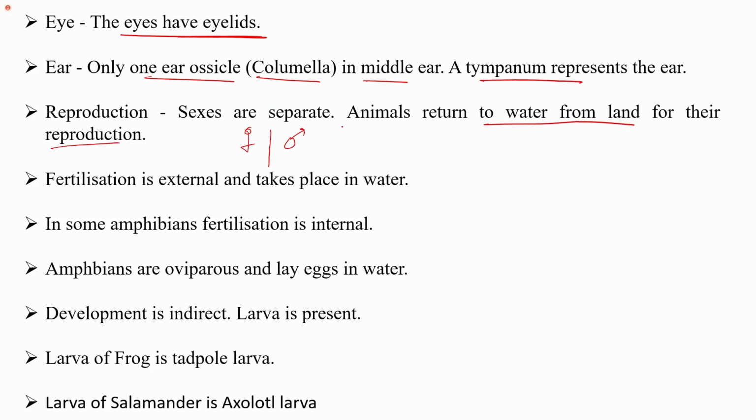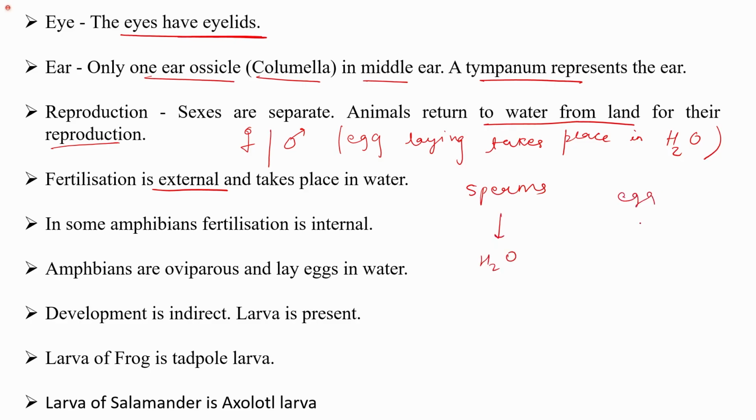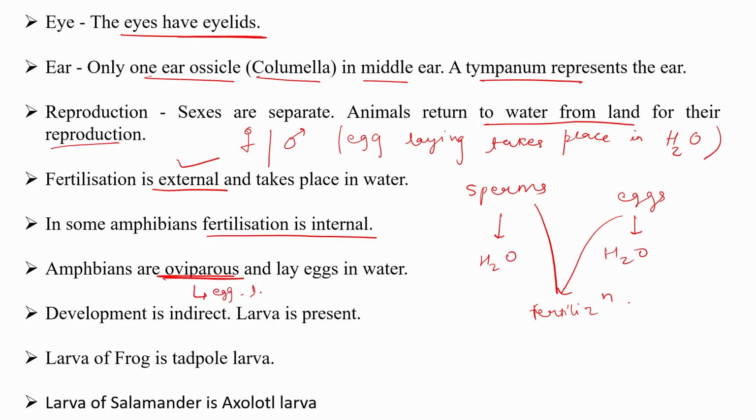So reproduction, that is egg laying, takes place in water. Fertilization is external, that is sperms are released into the water. Eggs are released into the water. Sperm fuses with the egg. Fertilization happens in the water only. In some amphibians, fertilization is internal, but in most it is external. Amphibians are oviparous. So oviparous means egg laying. So they lay eggs in the water.